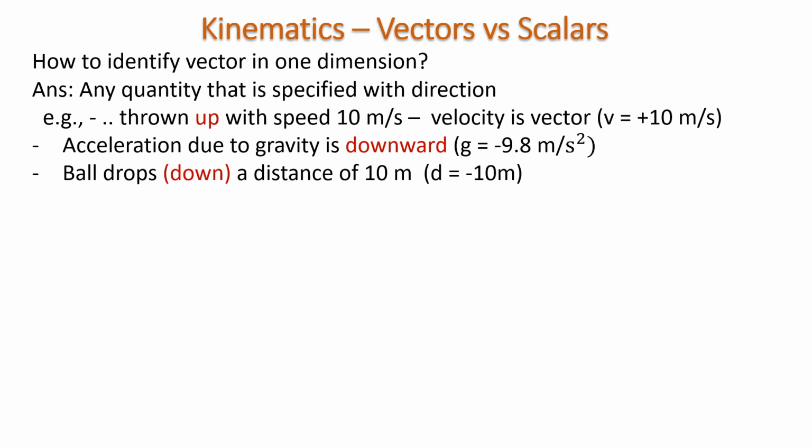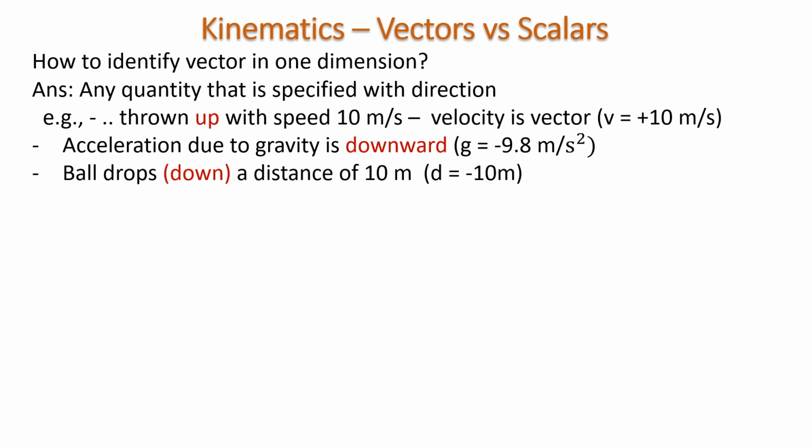Now let's see some examples. Say a ball is thrown up with a speed of 10 meters per second. Here, since you are throwing up, the quantity is positive. So obviously that's a direction. If it is thrown down, it will look different. The velocity will be minus 10. So that is a vector. Acceleration due to gravity. Acceleration is downward, and therefore it is a vector. Because if it is upward, things will look very different.